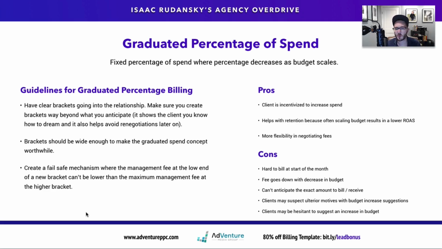Here's the real advantage. It helps with retention because often when a client scales budget, it results in a lower return on ad spend. A lot of times, if you're going to scale budget in a Google Ads campaign, you're not going to be bidding anymore on just the lowest hanging fruit, bottom of the funnel keywords. Let's say the client's ROAS in phase one of the relationship was 4x, and you're going to move into additional territory where they'll still be profitable at 2x, but not as profitable. If you're charging them the same percentage of spend, it might create a little bit of tension in the relationship. But if you're lowering ROAS and you're lowering the percentage of what you're billing them, it really helps to alleviate that tension.